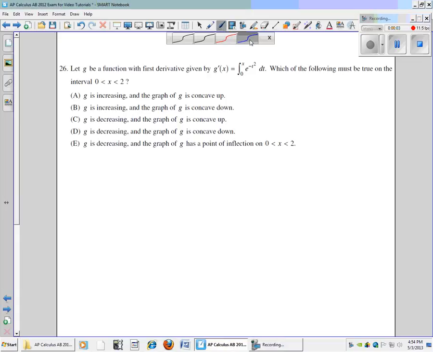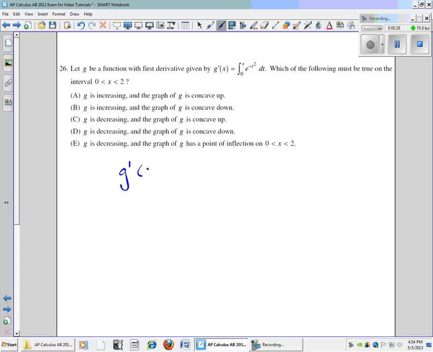This is problem number 26 of the 2012 AP Calculus exam. Let g be a function with the first derivative given by g prime of x is equal to the integral from 0 to x of e to the negative t squared dt. Which of the following must be true on the interval from 0 to 2, where x is greater than 0 and less than 2? Well, let's start with what's given.